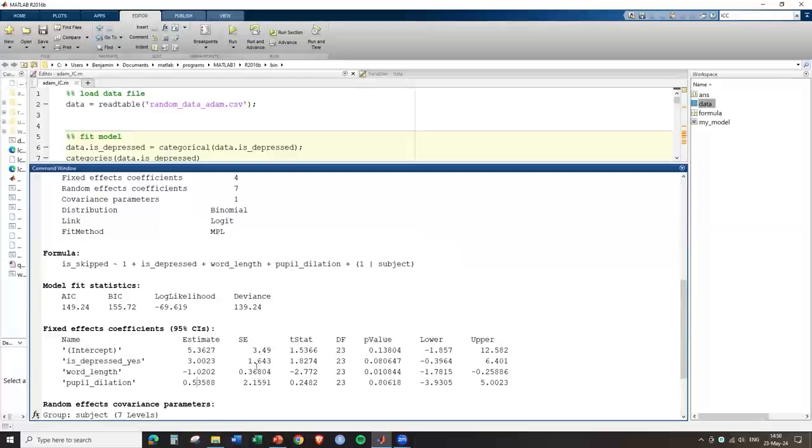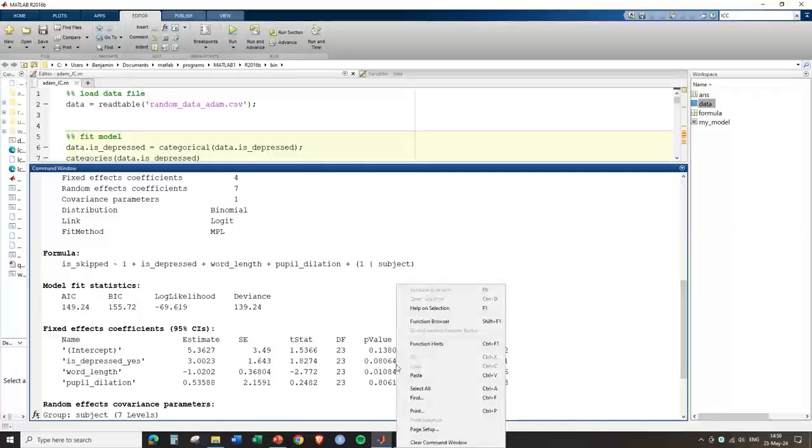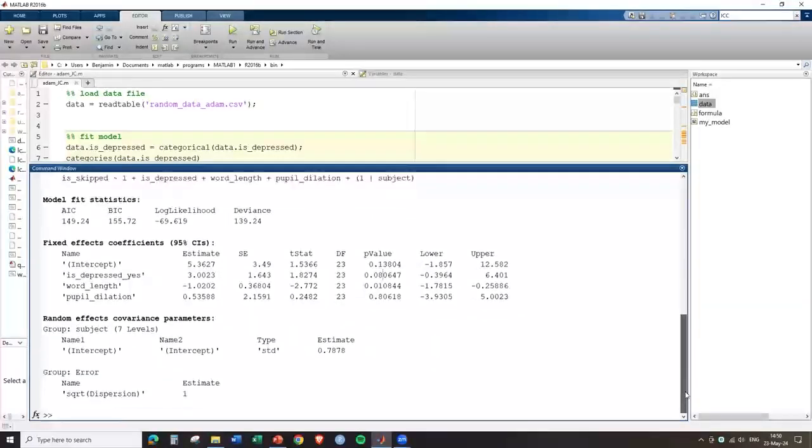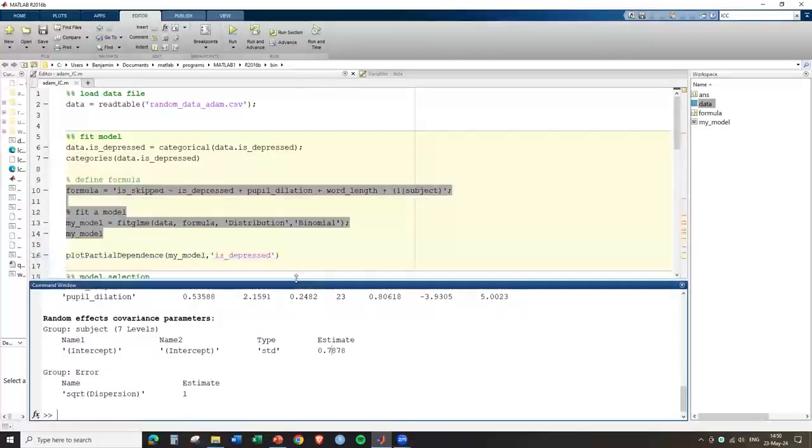It also gives you the standard error for each coefficient, and the t-statistics and the p-value of a t-test that it does to see if it's significantly different than 0. And what jumps here immediately is that word length is significantly different than 0, is depressed is not, and so on. And it gives you lower and upper confidence interval values, okay? And then we look down and we see these are the standard deviation estimates for the intercepts, which are pretty big. So I think I'm glad that I included it. Okay. Done with this example. I think so.